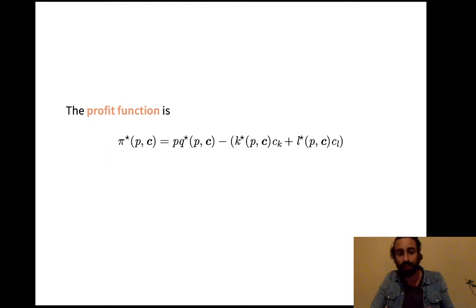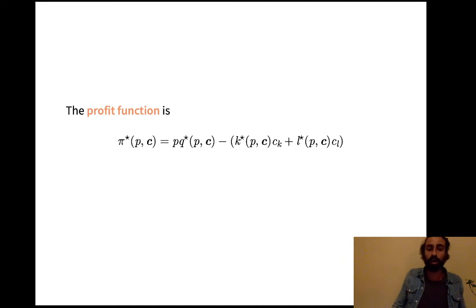The profit function then is just the price times the optimal quantity produced minus the cost times the optimal input demand, which is just pi star, and that's just P times Q star, minus K star times CK, minus L star times CL. Okay, so you should stare at this and just see this is just plugging the optimal values back into the function you're optimizing. This is the same as the indirect utility function, the expenditure function, or whatever.